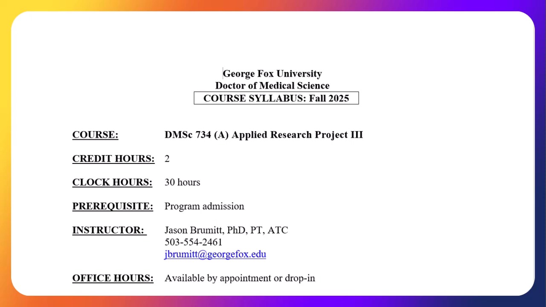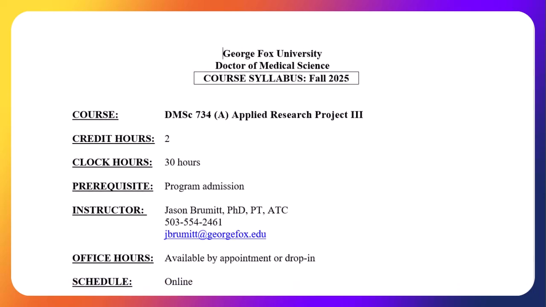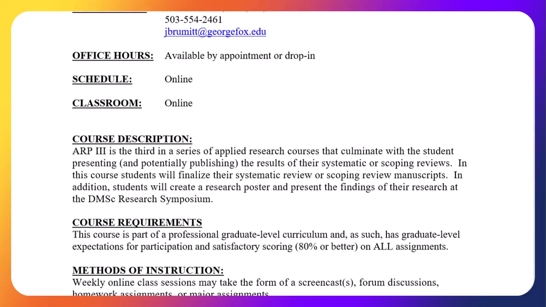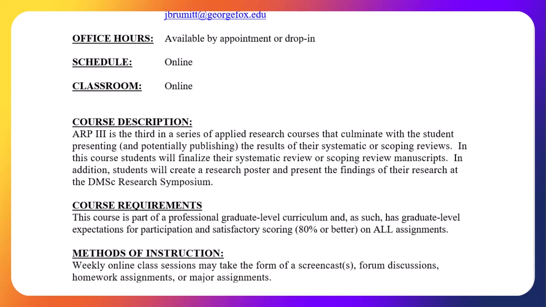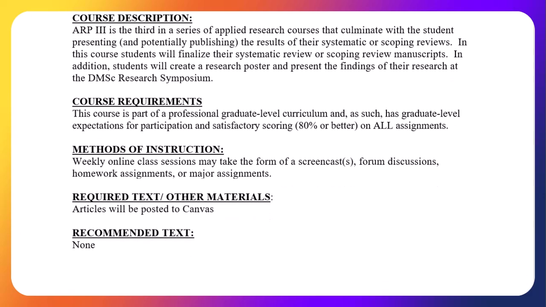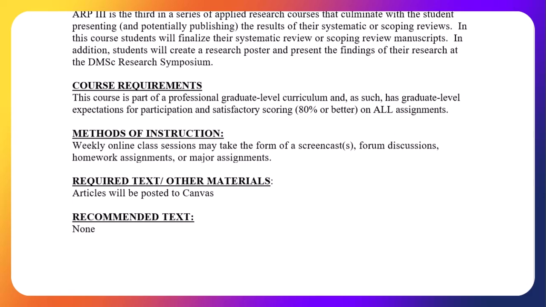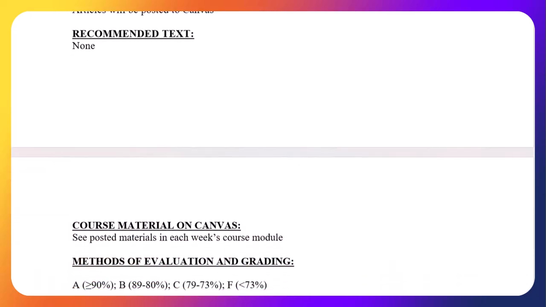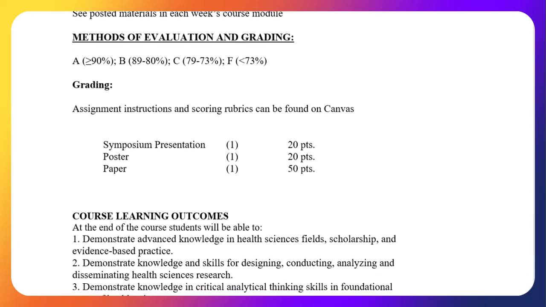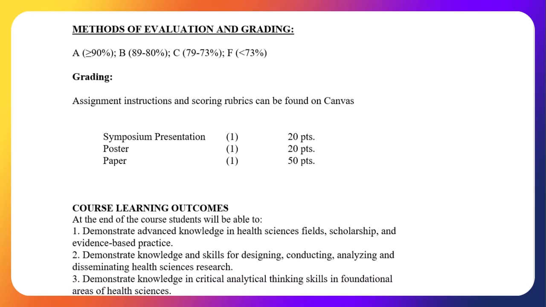So let's go through and look at the timelines established in this class. Again, everything's online. Our whole goal here is to finalize your systematic review or your scoping review, and you're going to have a research poster and present it at the research symposium. Everything's going to be posted on Canvas that you need. There's the breakdown for evaluation and grading for the course, and you see the points dedicated to each of the three major assessments: the presentation at the symposium, the poster, and the paper.